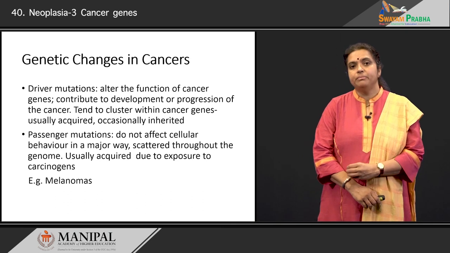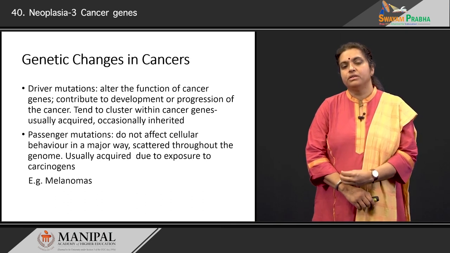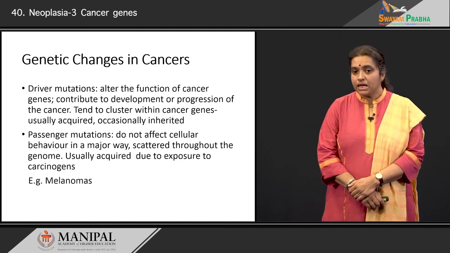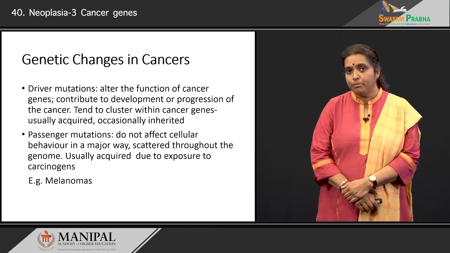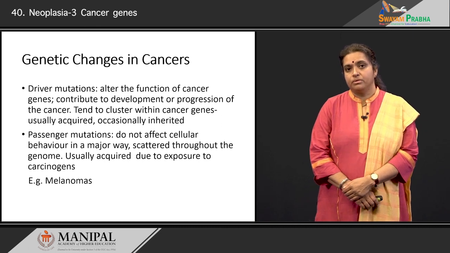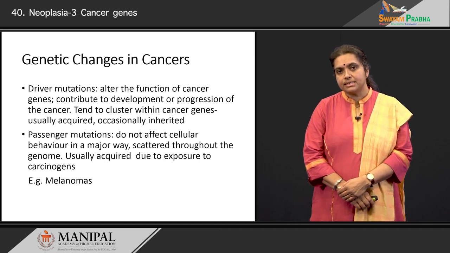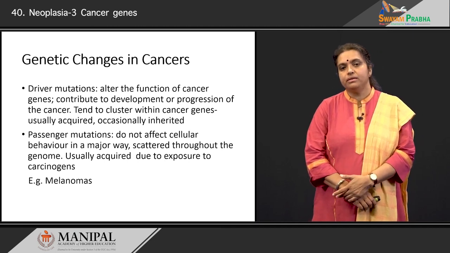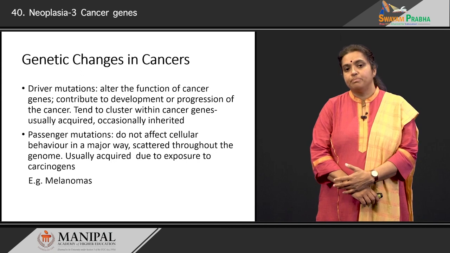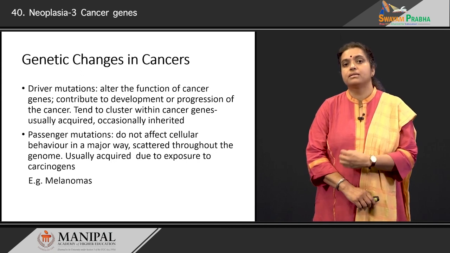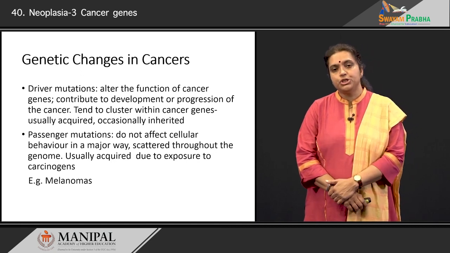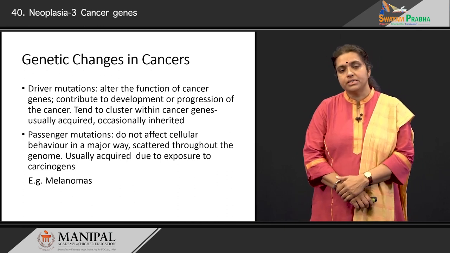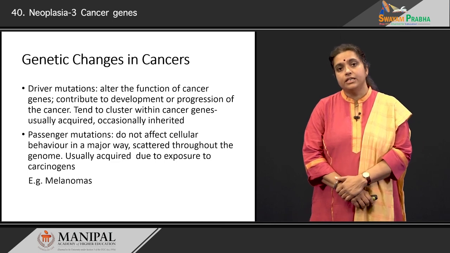They may not be the main driving force for malignant transformation to occur, but we now know that these are also very important for carcinogenesis. For example, in melanoma, due to UV radiation damage, there are passenger mutations, or mutations that span across the entire genome. They are scattered throughout the genome, in contrast to driver mutations, which are clustered within regions.